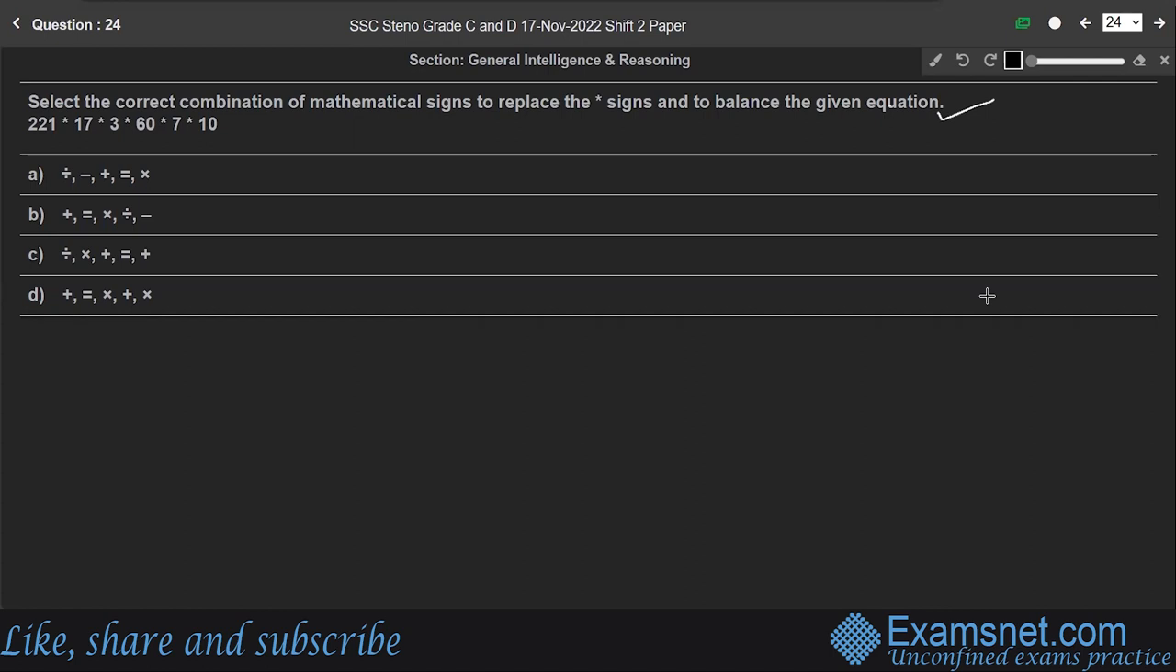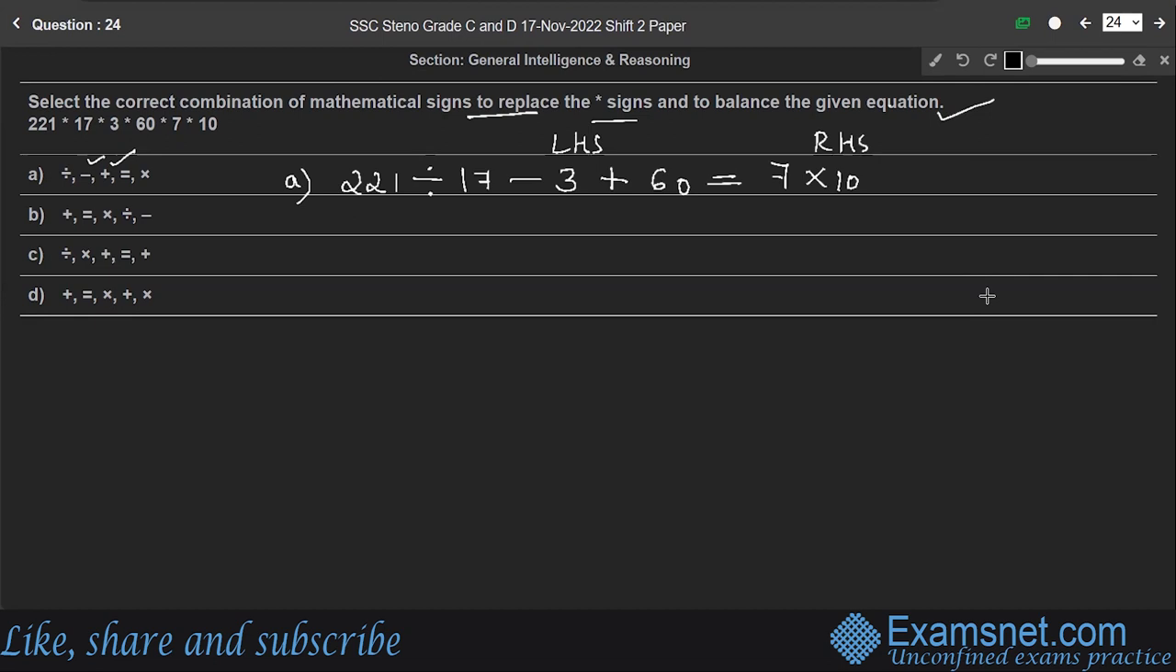Question number 24. Select the correct combination of mathematical signs to replace the asterisk signs and to balance the given equation, right? So, here is the given expression. So, let us consider option A, right? In place of the first asterisk, we will consider the division sign: 221 divided by 17. The second asterisk should be replaced with the subtraction sign: minus 3, asterisk 6. The third asterisk is plus 60, equal to, and the fourth asterisk, 7 asterisk 10, is 7 into 10 according to option A.